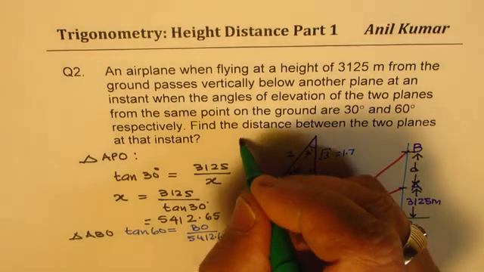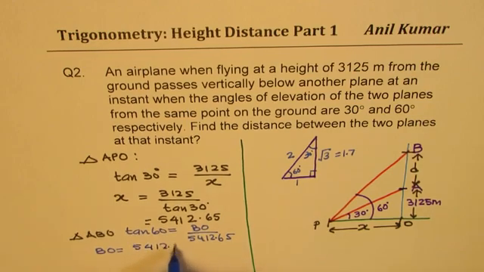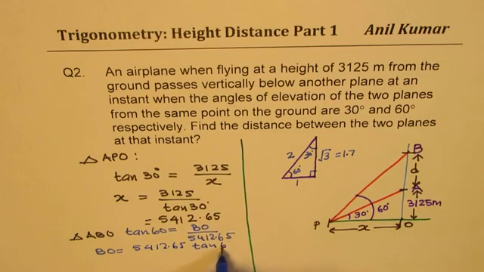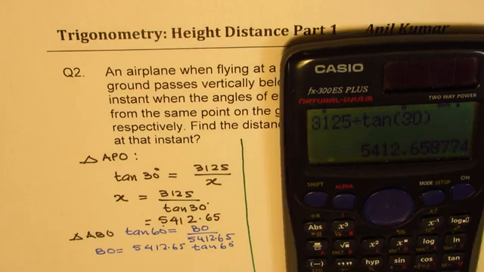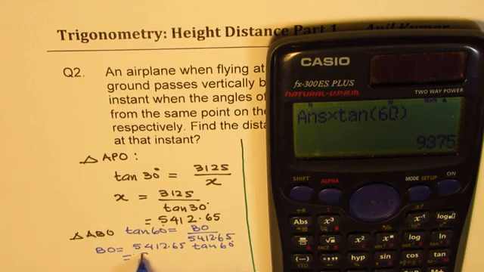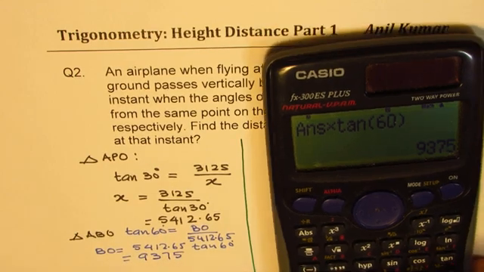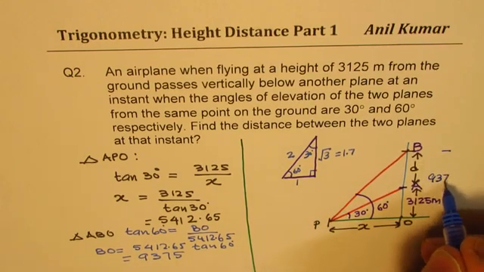So we'll just divide this page and then write the calculation. Here BO is equal to 5412.65 times tan of 60 degrees, correct? So let's calculate. We already have 5412.65 in the calculator. We'll multiply this by tan of 60 degrees to get the answer as 9375. So we found that this total height is 9375.